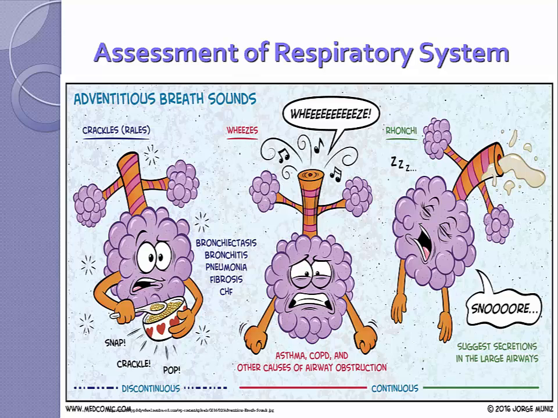A pleural friction rub is a creaking or grating sound from roughened, inflamed pleural surfaces that are rubbing together. This is evident during inspiration, expiration, or both, with no change with coughing. It is usually uncomfortable, especially on deep inspiration.